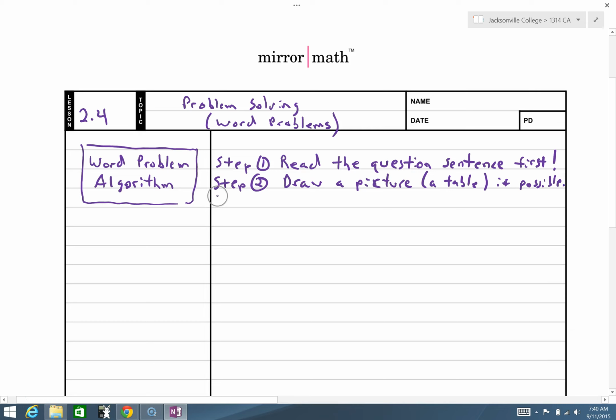In step 3, here's where the math, specifically the algebra, comes in. We're going to assign a variable. That is, we're going to let x or m or whatever variable we want represent what it is we're looking for, typically. Step 4, write an equation. It wouldn't be algebra class without an equation. Step 5, solve and check.